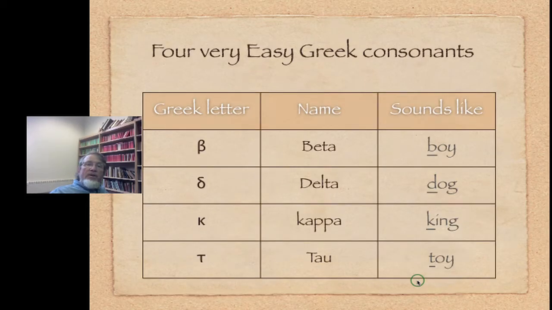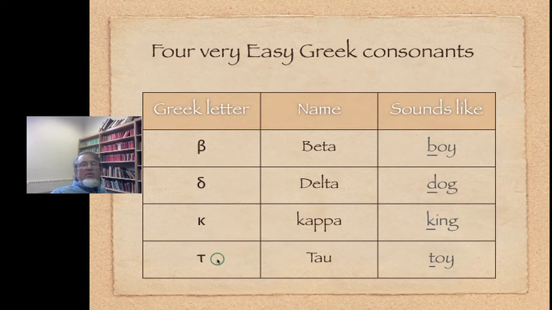Now, here are some consonants. And these four are very, very easy because they look like just what they are. This looks like the B sound. This looks like a D. This looks like a K. This looks like a T.